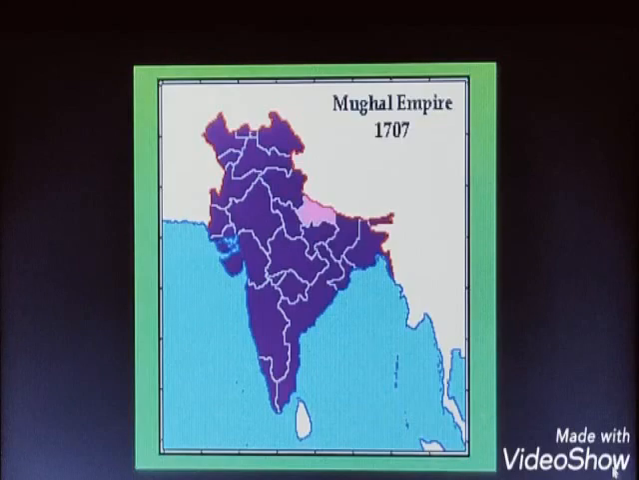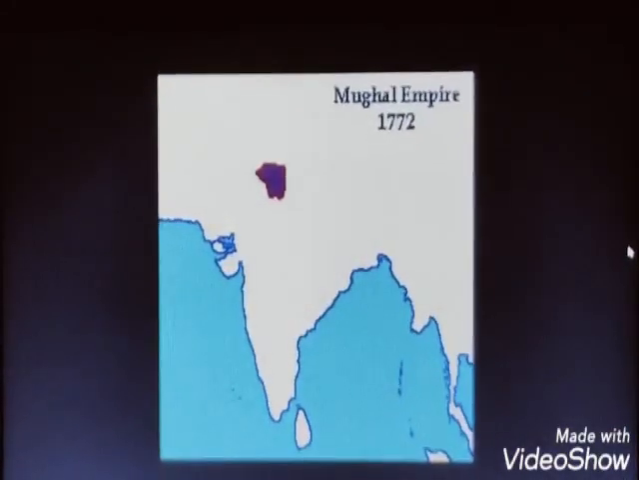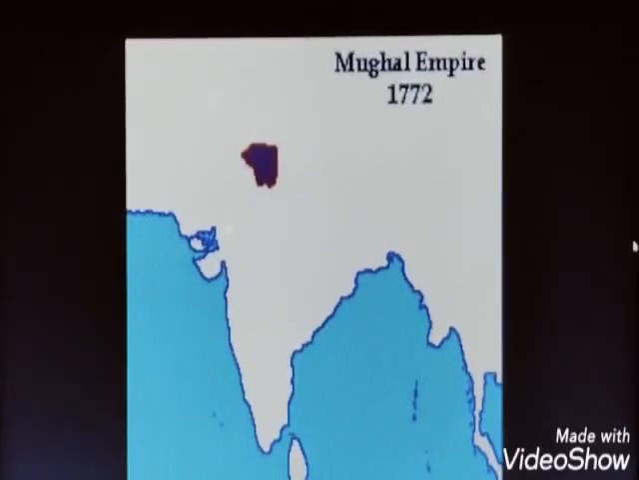It had a vast portion in India, but with the passage of time, due to the expanding empire of the British, in 1772 you can see only the last portion of the Mughal Empire in India. From 1707 to 1772, you have seen in these pictures how the Mughal Empire declined in India. Now we will study about the Mughals after Aurangzeb.